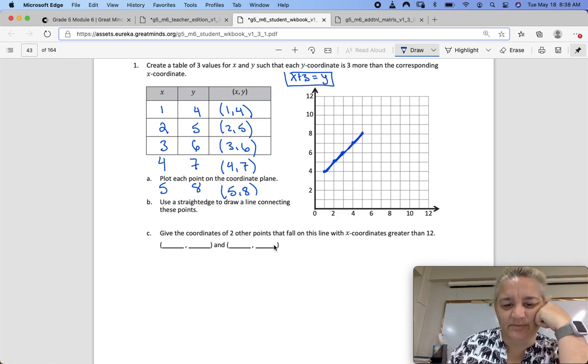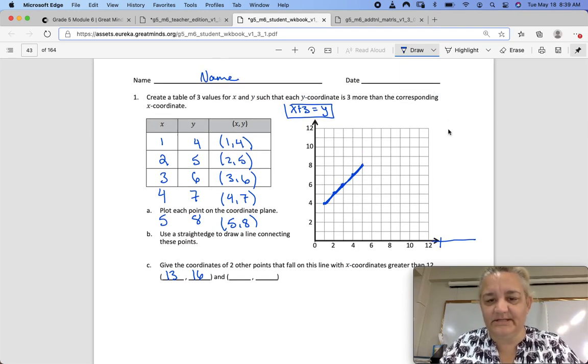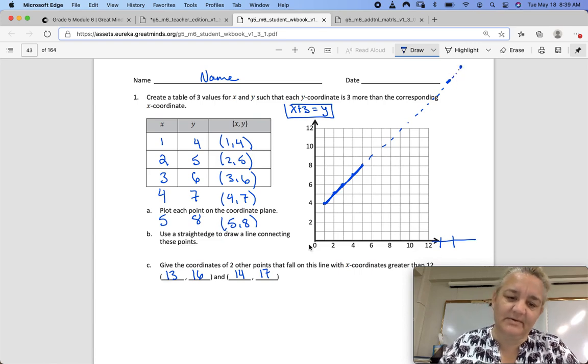Okay. Give the coordinates of 2 other points that fall on this line with x coordinates greater than 12. So, if we make the x coordinate up here, 13 maybe, well, what would the rule be? 13 plus 3 would be 16. So 13 and 16 would be up here. Ooh, it's even beyond the page there. 13 and 16. Can you see that this would still be in the same straight line? And let's say 14 and 17. That would be here and here. Okay. So that line just keeps going if we follow that same rule.